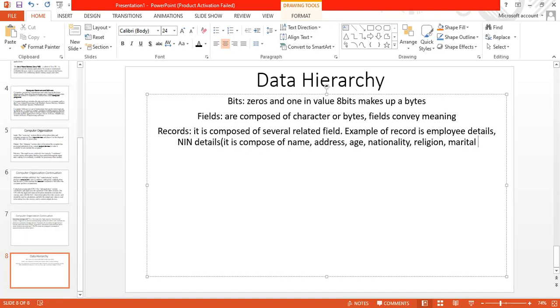Marital status. The combination of all these are known to be what? To be records. They are known to be records. I hope we are getting that.